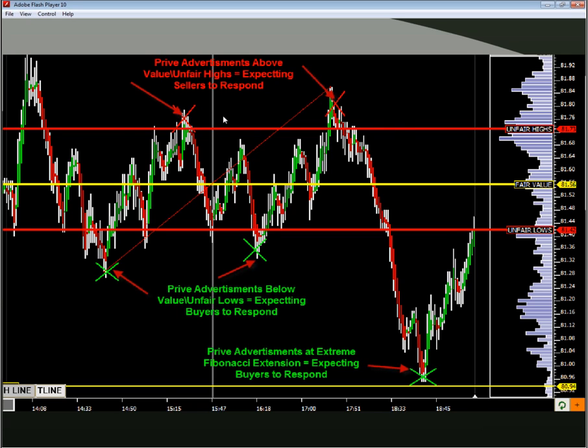So, for example, we might say to ourselves, okay, these are the levels. That's where I'm looking to be a seller around the unfair highs. I'm not going to be a buyer near the unfair lows. I've just taken these a little bit short of the lows and highs, but this is one way you can do it. You can say that the 1272 extension, that's at the 8094s. So I'm looking to buy that.